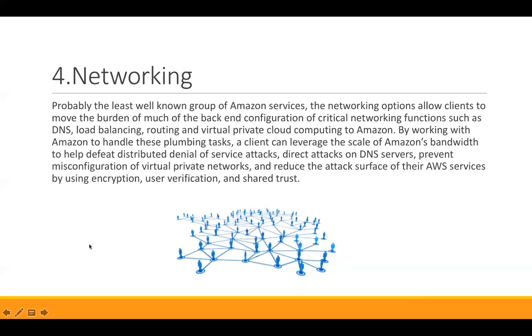4 is networking. So probably the least well-known group of Amazon services, the networking option allows clients to move the burden of much of the back-end configuration of critical networking functions, such as DNS, load balancing, routing, and virtual private cloud computing to Amazon. By working with Amazon to handle these plumbing tasks, a client can leverage the scale of Amazon's bandwidth to help defeat distributed denial of service attacks, direct attacks on DNS servers, prevent misconfigurations of virtual private networks, and reduce the attack surface of their AWS service by using encryption, user verification, and shared trust.